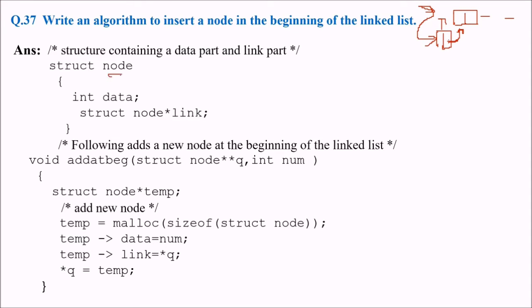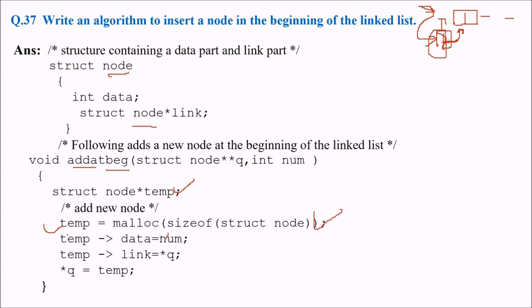This is the structure we are using, which is struct node, and the link is of type struct node only. So how to add at the beginning? We have struct node and this is a double pointer. That means we'll take a temporary node and assign a size. First we are going to create a node, so we are creating a node using temp.